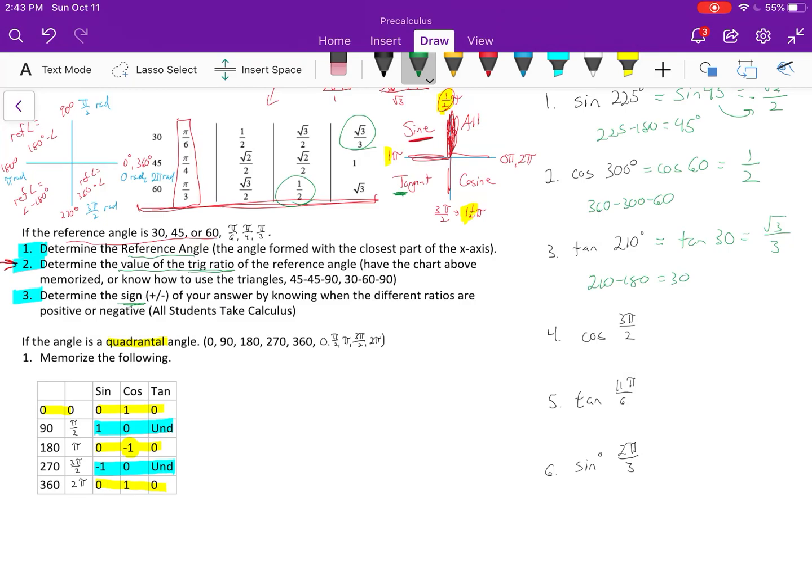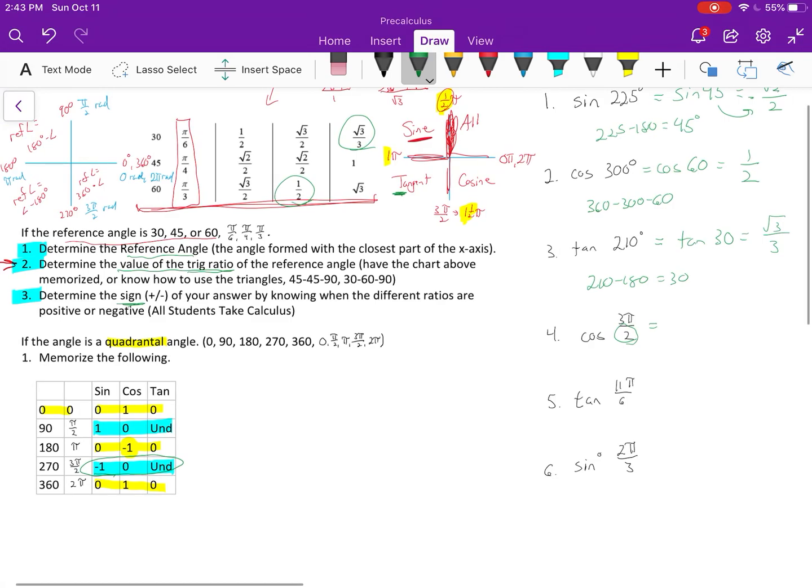Cosine of 3 pi over 2. Well, 3 pi over 2, that's not one of our ones within the quadrant. That's actually on one of the axes. So 3 pi over 2, that's 270 degrees. Cosine, it should be 0, undefined is kind of the pattern I'm looking at, sine is -1, cosine is 0.